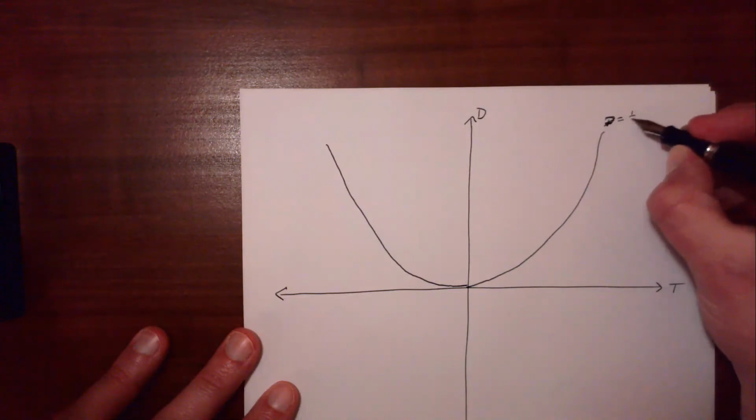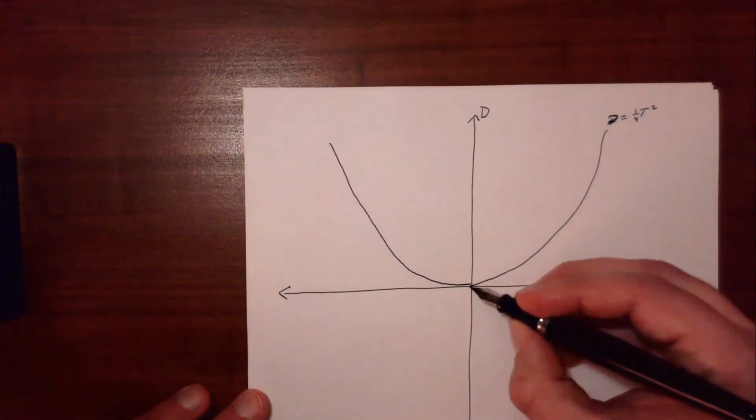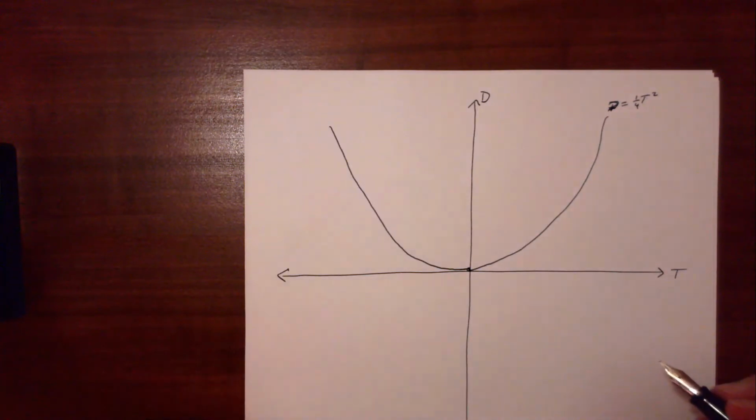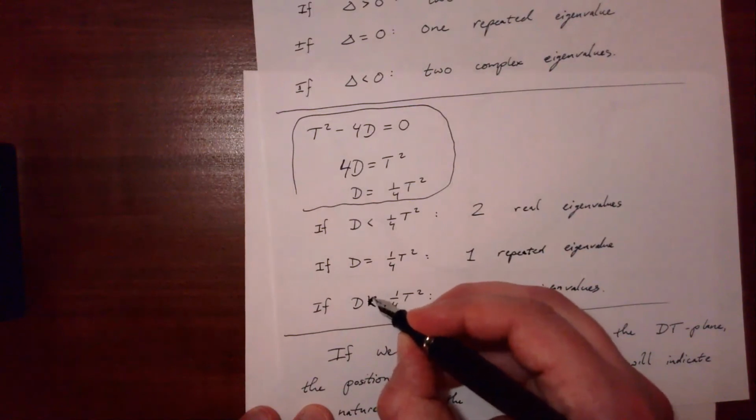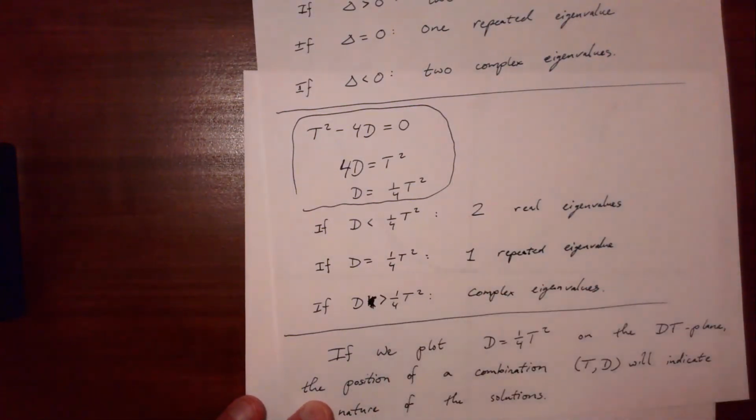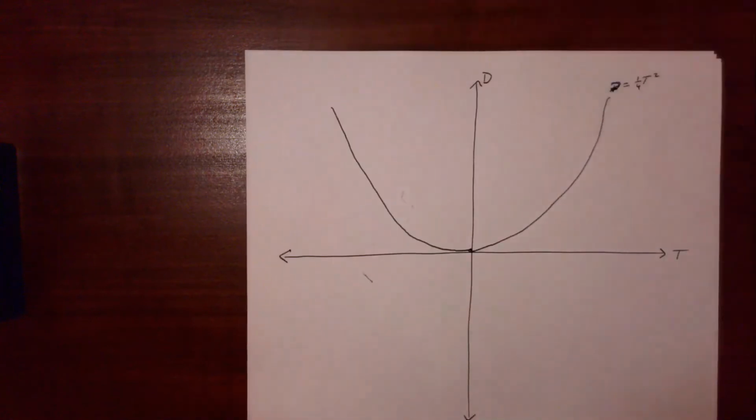D equals 1/4 t squared. Okay, so let's just think about this. So if D is... sorry, a second. The reason why I was hesitating there was because I just noticed a mistake. That was supposed to have been greater than, right there, greater than, for complex. Okay, so back to work.